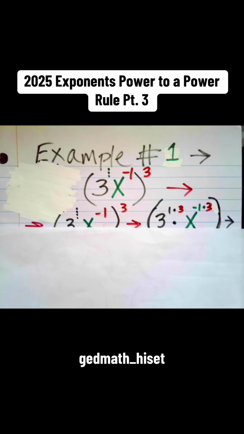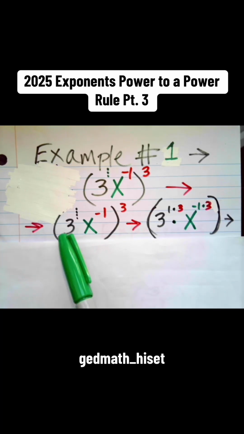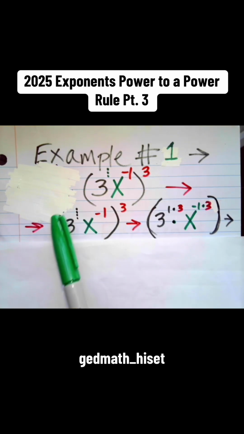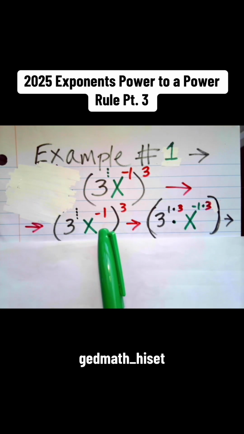If you're unfamiliar with the invisible ones, take a look at that video. It's very important you understand. It clarifies a lot of what we need to do with each of our steps. So I show you that here. And remember, 3x to the negative 1 to the third power means this term times itself 3 times.